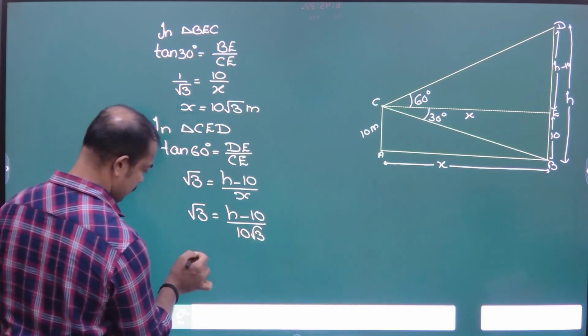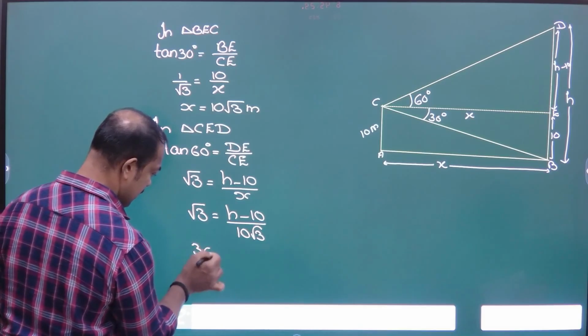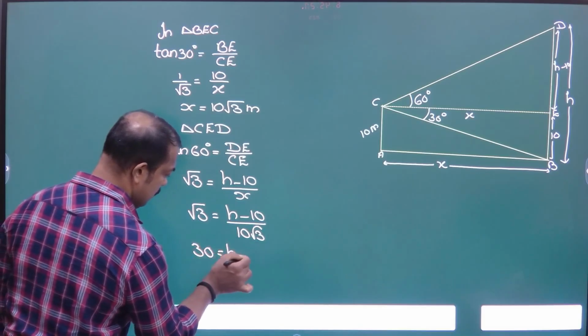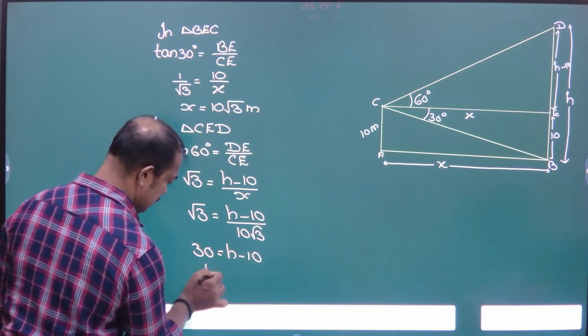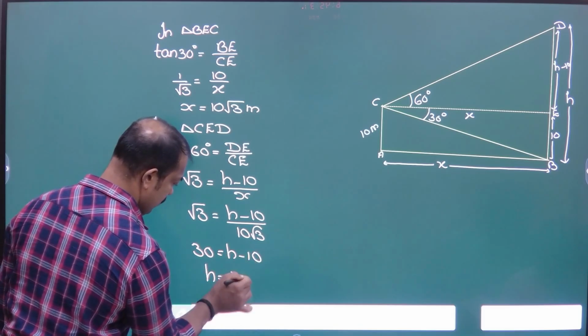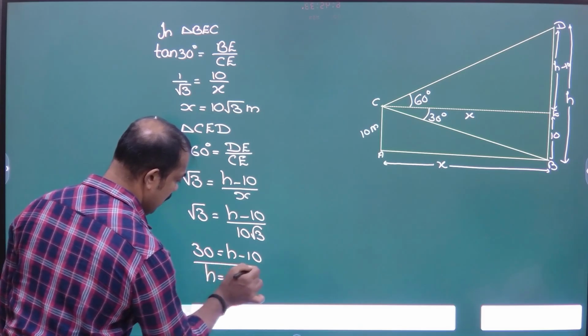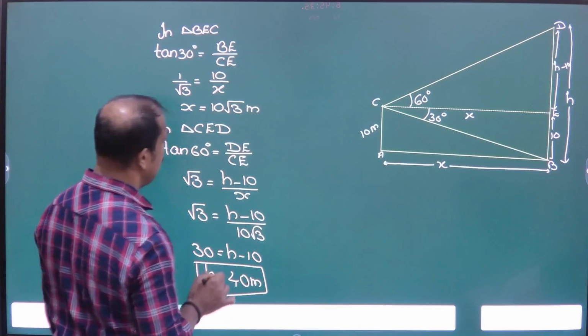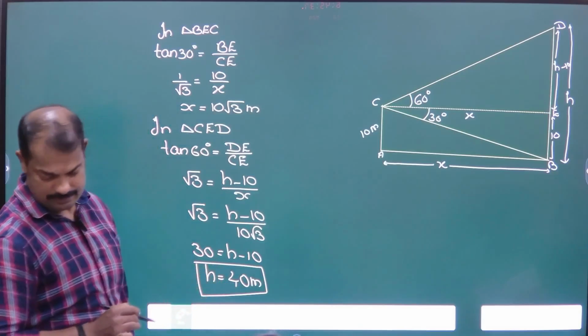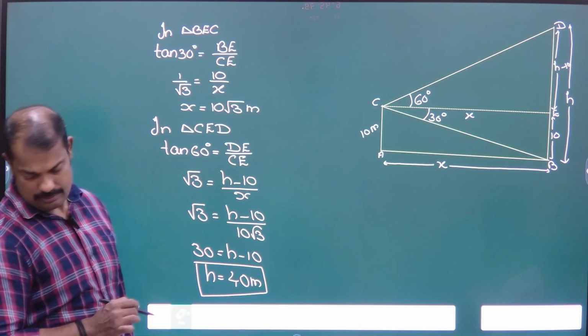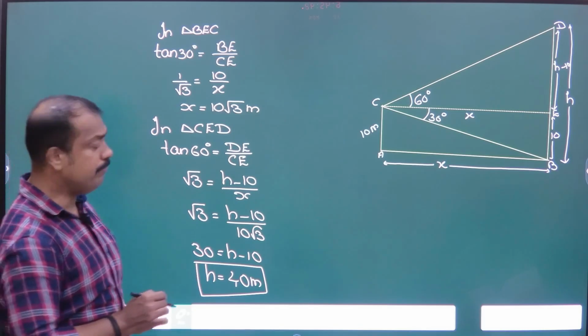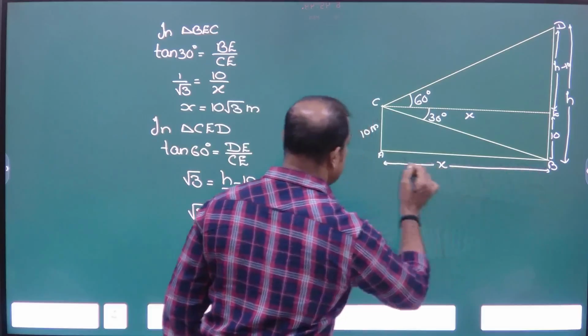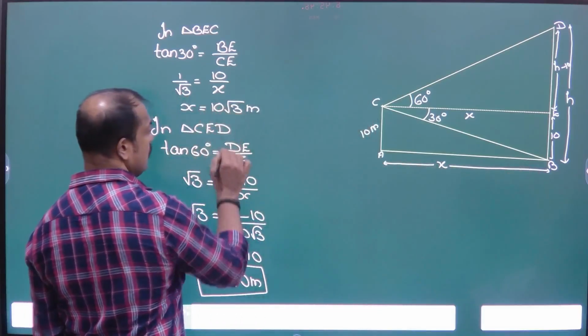Cross multiplication. 30 is equal to H minus 10. What is H? What is the height of the hill? 40 meter. Calculate distance of the hill from the base of the ship. Don't say X. What is X? 10 root 3 meter.